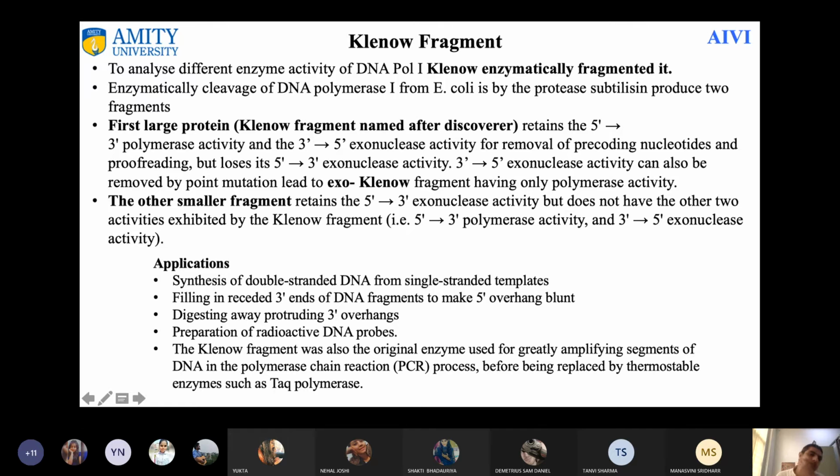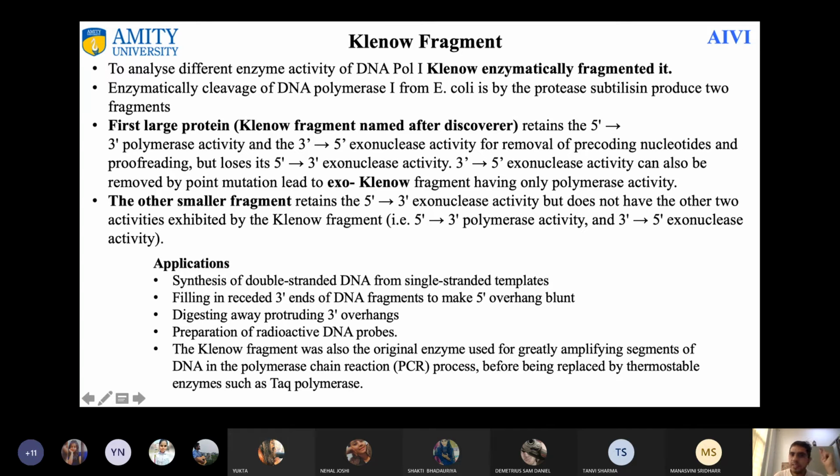So now if you ask what is its utility, now we know that this enzyme has only the polymerase activity, so we can utilize it for our laboratory purpose. So we are not using the whole DNA polymerase, we are using the Klenow fragment for our requirement. Okay, what is its utility?